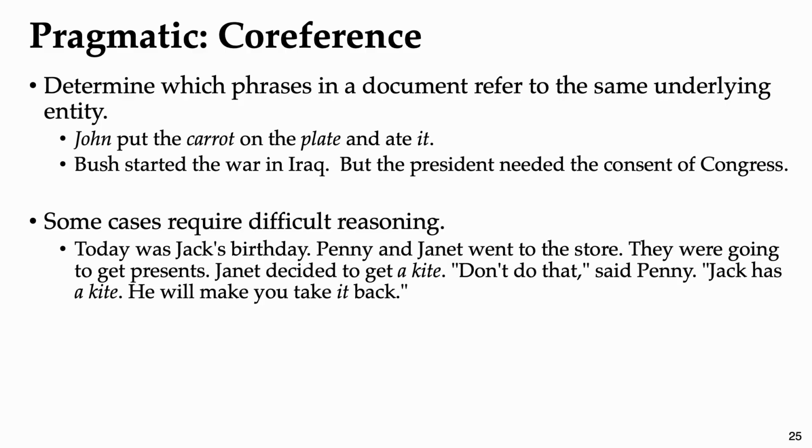Today was Jack's birthday. Penny and Janet went to the store. They were going to get presents. Janet decided to get a kite. Don't do that, said Penny. Jack has a kite. He will make you take it back. Which is it? The kite that he's going to give you, or the kite you're going to buy? The context is really clear for us, but if you're a computer, it's not as clear.